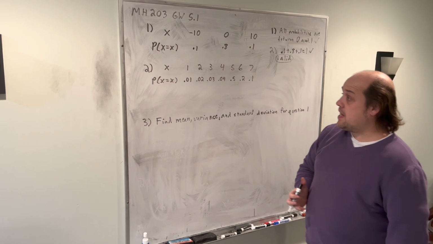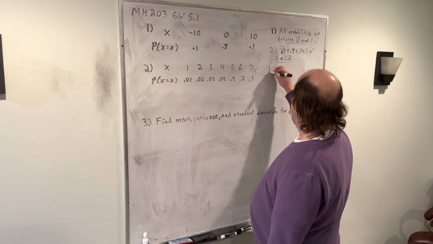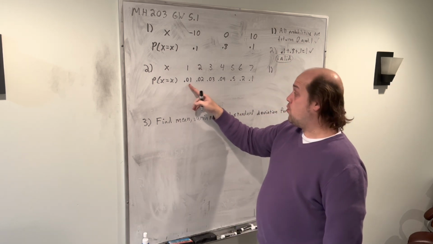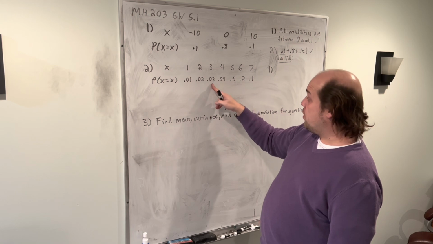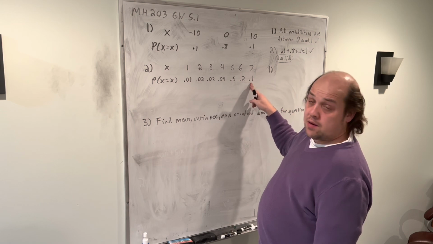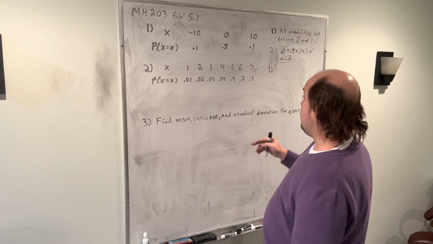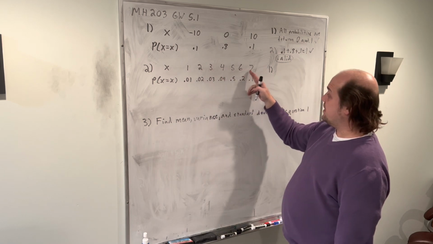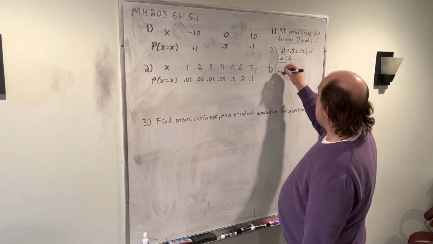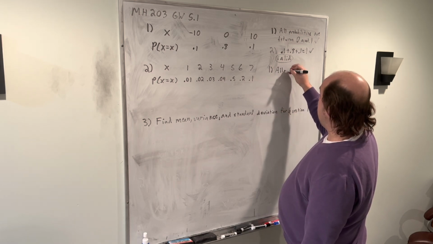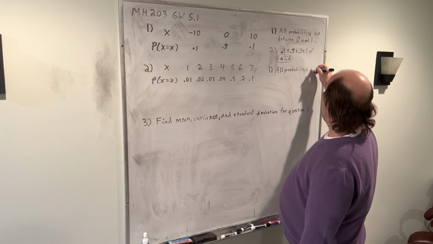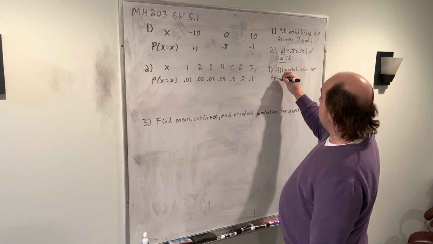When I go to do the same steps for question 2, the first step is to check that all the listed probabilities are between 0 and 1. 0.01 is between 0 and 1. 0.02 is between 0 and 1. 0.03 is. 0.04 is. 0.5 is. 0.2 is. And 0.1 is. So since each of them, for all 7 values, 1, 2, 3, 4, 5, 6, 7, the probabilities are all between 0 and 1, I can say that this property is satisfied. All probabilities are between 0 and 1.